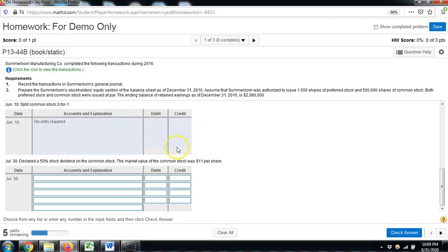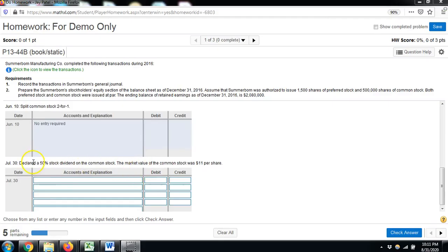Okay, so next we have a 50% stock dividend on the common stock, and the market value of the common stock was $11 per share. So remember, when we're doing stock dividends, the percentage of the stock dividend matters for our accounting. So the main difference is going to be that since this is a large stock dividend, it's greater than 25%. We're going to, instead of using the market value of the share, we're going to use the par value.